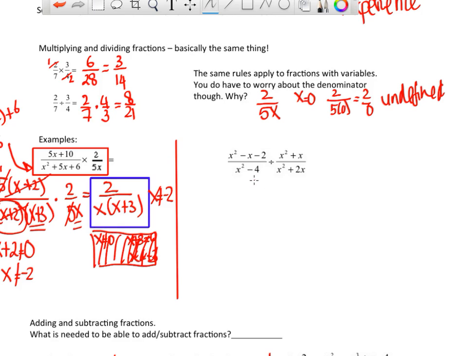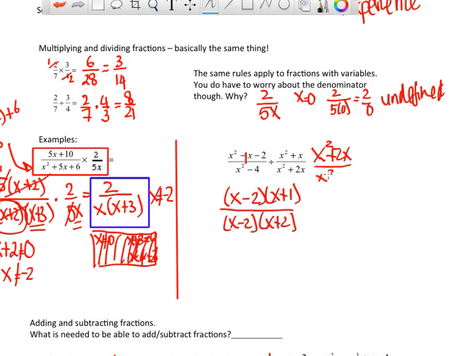You can either factor first and then flip, or flip and then factor, but at some point you need to factor. So let's see, what do we have? x minus 2 times x plus 1 over there. Keep in mind there's a 1 there. There's a pattern. That's x minus 2 times x plus 2. And I'm actually going to flip first. That's x squared plus 2x. And that's x squared plus x.